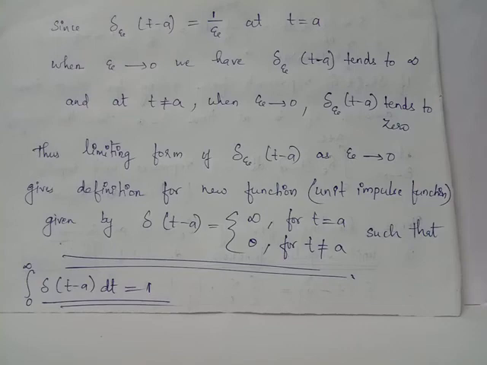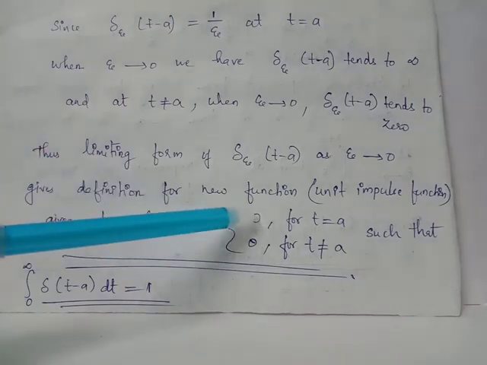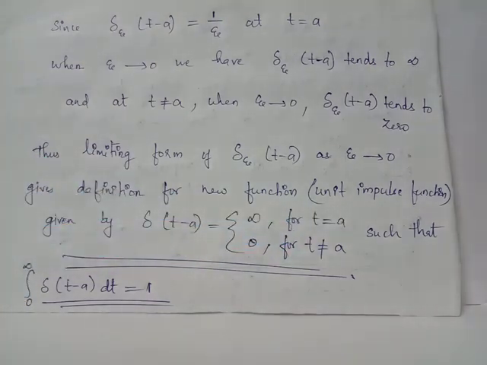Therefore, the limiting form of this particular function delta epsilon t minus a as epsilon tends to 0 gives us the definition for new function, which is unit impulse function or Dirac delta function. And we have the definition obtained as delta t minus a equals infinity for t equals a, and delta t minus a equals 0 whenever t not equals a, such that integral 0 to infinity delta t minus a dt equals 1.